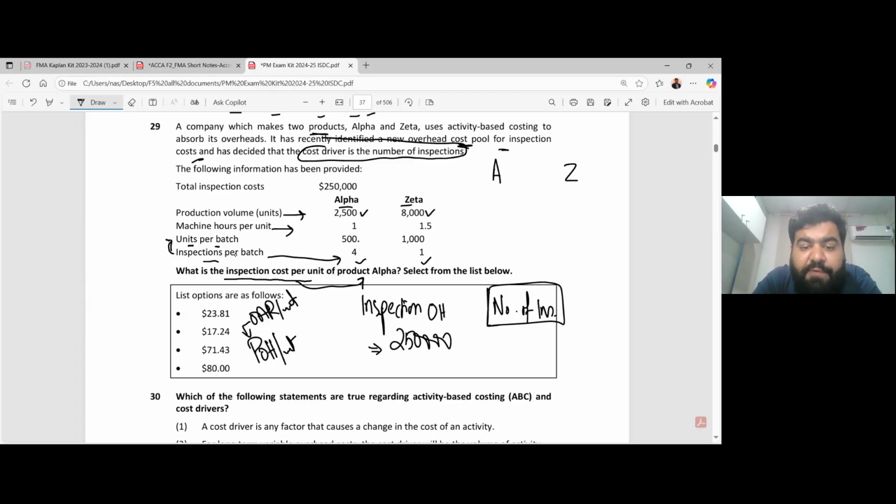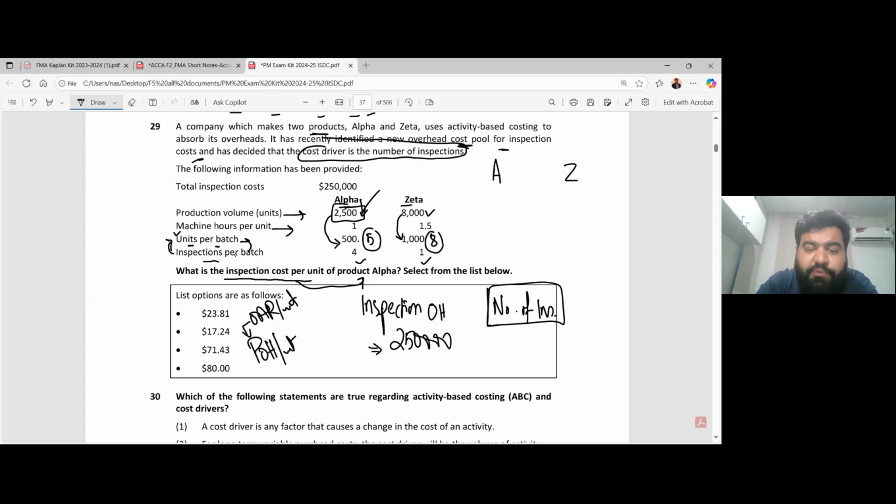How? See, alpha has a total of 2500 units, and one batch includes 500 units. So just divide total units by units per batch. The answer is 5. It means alpha has a total of 5 batches. Let me prove it: 500 units in one batch, 500 into 5 is 2500 total units. Yes, 2500 total units are there. Same for zeta, 8000 divided by 1000, because it's not written number of batches, it's units per batch. So 8 batches here. So 5 and 8 are the batches.